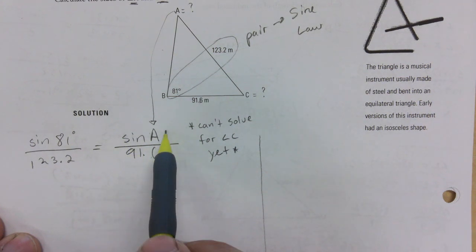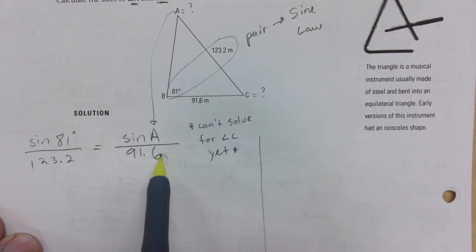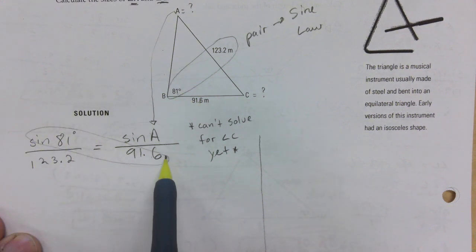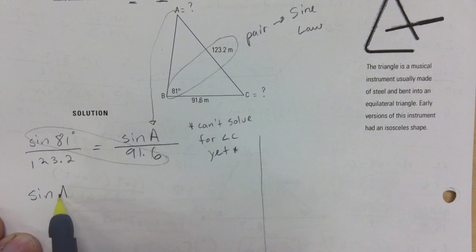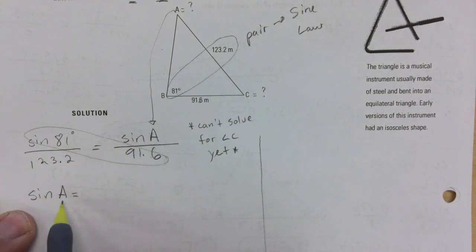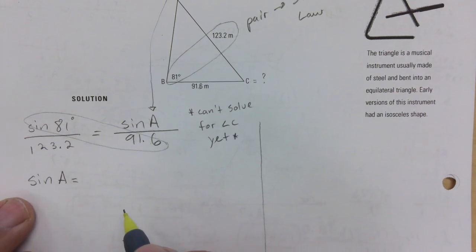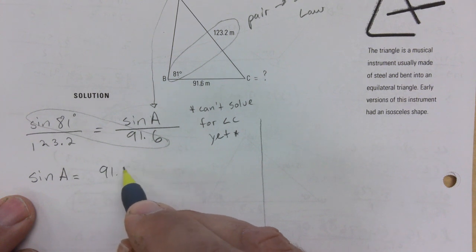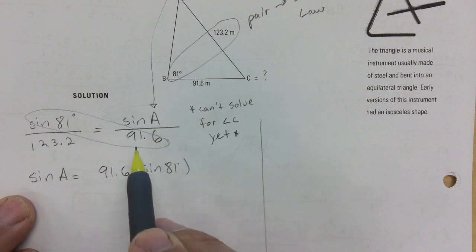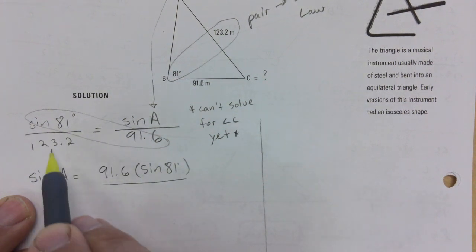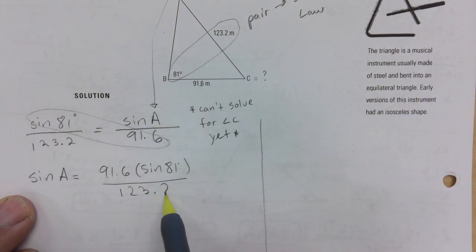So this is basically your variable. So the ones you can cross multiply are these two. So you write down sine of A, the whole thing, sine of A, okay, not just A, is equal to 91.6 times sine of 81. Okay, so you multiply these and you divide by what's left, so that's the same.